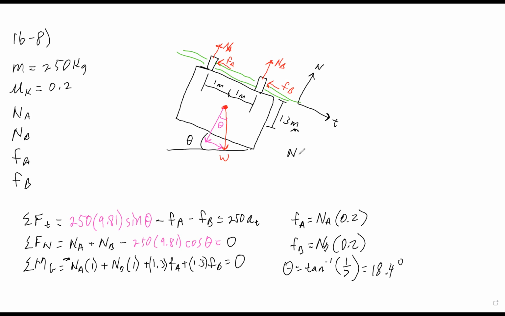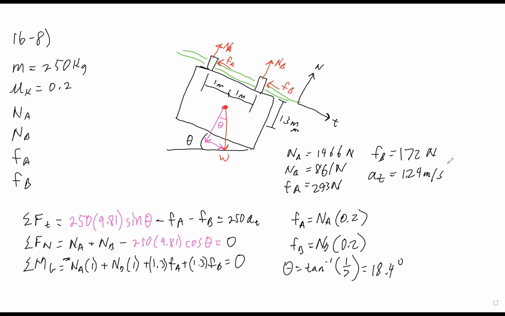So in the end, NA, the normal of A, is equal to 1466 newtons. The normal of B is equal to 861 newtons. The frictional force of A is equal to 293 newtons. The frictional force of B is equal to 172 newtons. And then the tangential acceleration is equal to 1.24 meters per second squared.